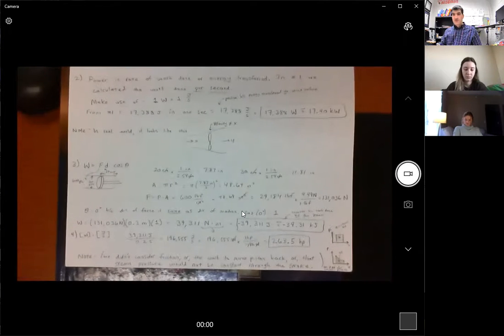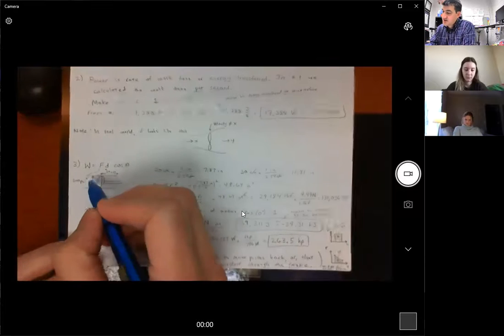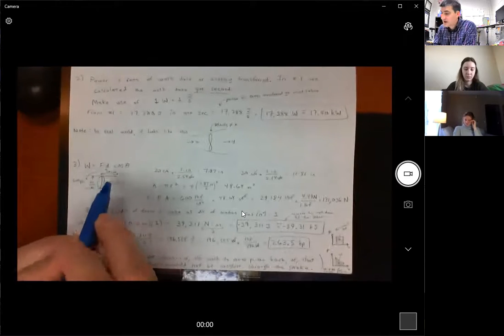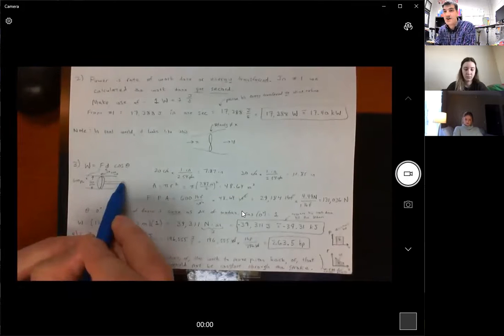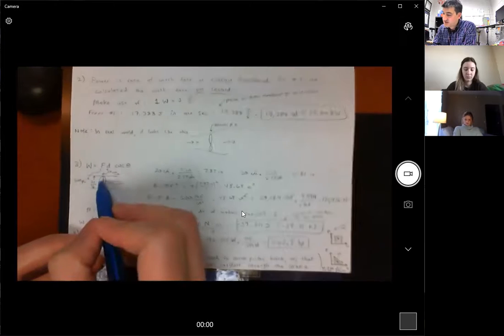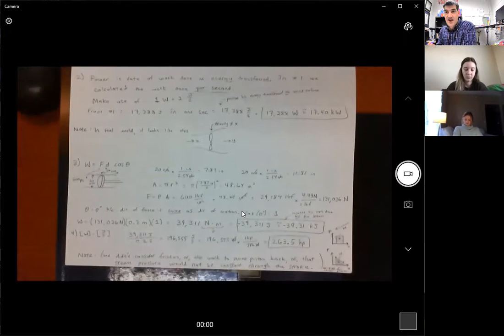Theta is the angle between the direction the force is applied and the direction of motion. In this case, the steam is pressing on this piston directly, trying to push the piston to the right. So it's actually pushing in the same direction that the piston is moving. The angle theta between those is exactly 0 degrees, and if you plug in cosine of 0 degrees to your calculator, you get 1.